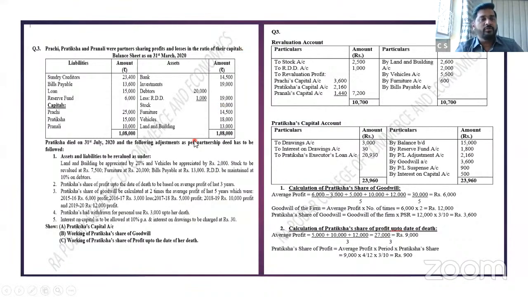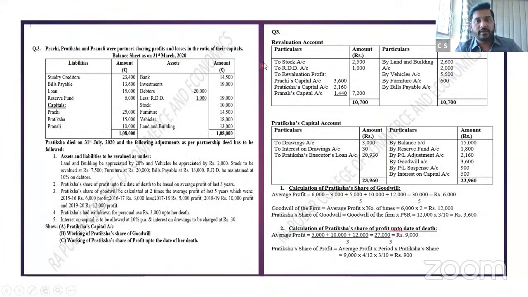But definitely you will have to divide your answer into three parts like this: final capital account, working of goodwill, and working of share in profit till death. All those things would be there as part of your answer. In case you have not taken a screenshot, you can take it. I'm going slow so that you can take all the screenshots, and even after this session, if you have any questions related to it, you can ask.